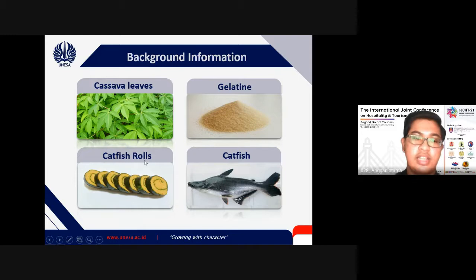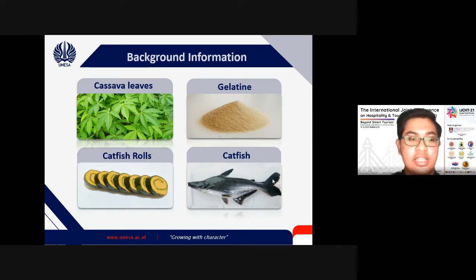And this is a catfish roll. Catfish roll is made from fish that is ground and formed into a cylinder, and then cooked by steaming. And the catfish, or Pangasius sp., is one of the native fish from Indonesian rivers that has been successfully domesticated because it has the potential to be utilized to increase the fulfillment of food and nutrition.